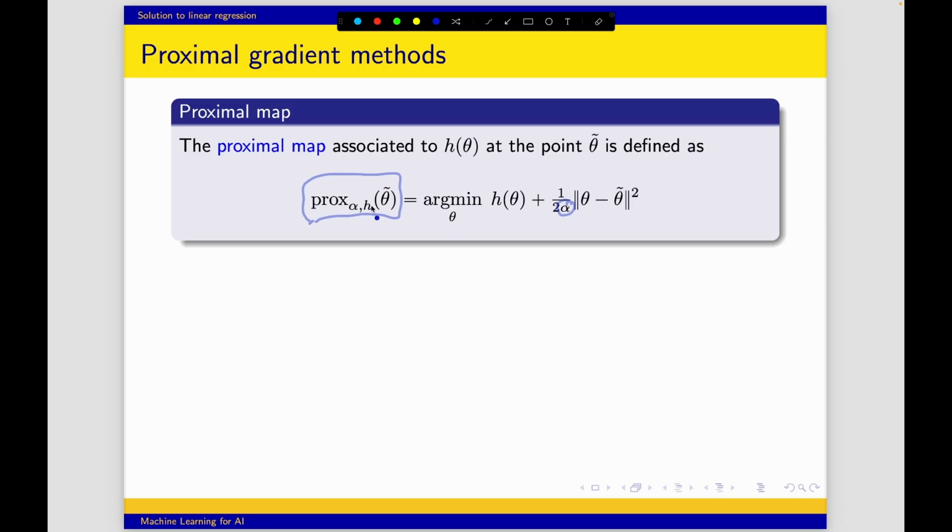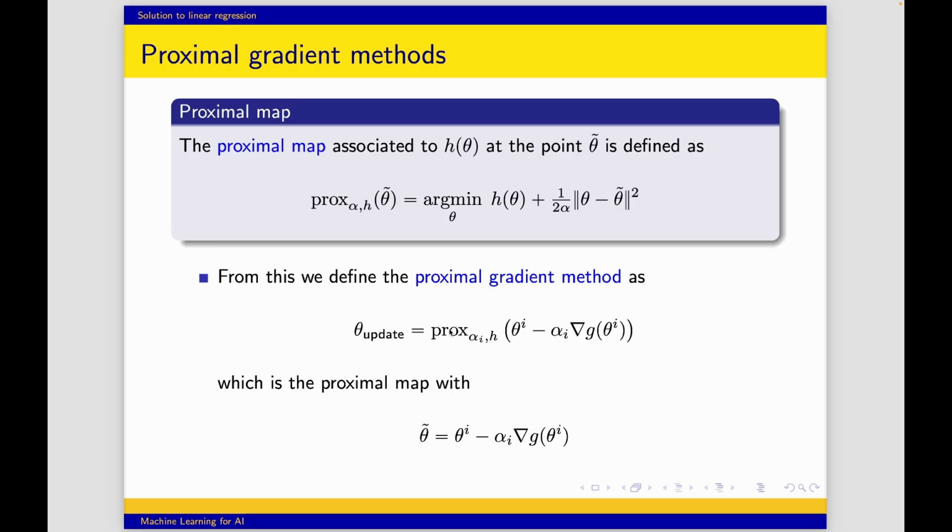Prox alpha comma h. H is the function, alpha is the parameter. And it's evaluated at some value theta tilde. Right? And that value theta tilde is the theta tilde in here. So this is the general definition of a proximal map.